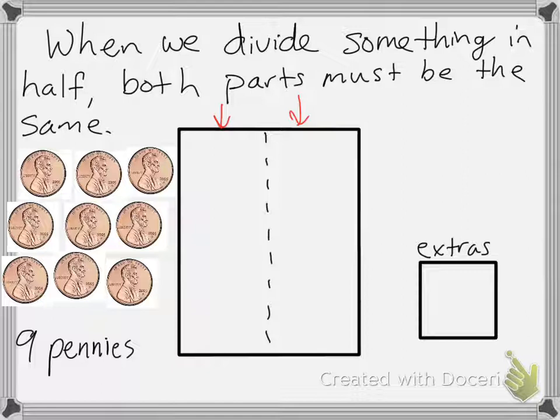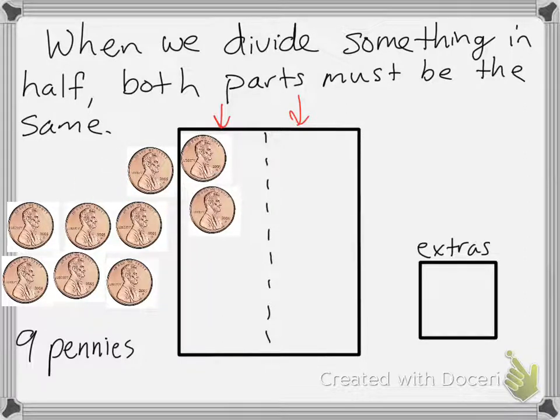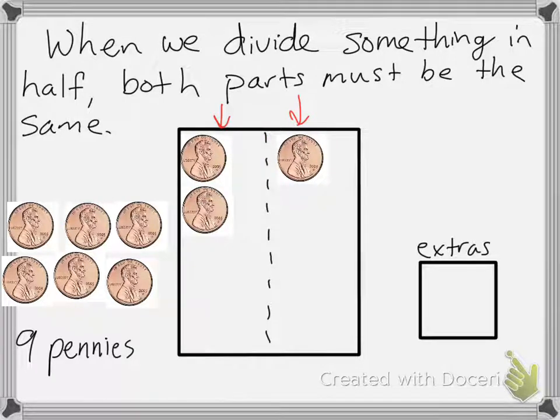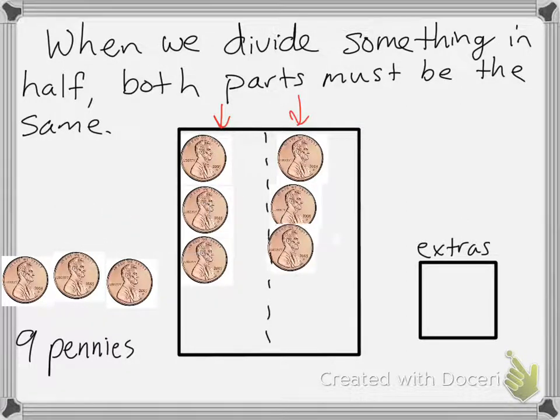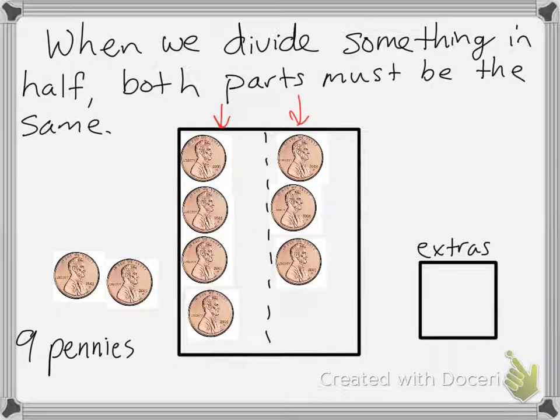Okay. So there's 1, 2, I'm going to put 2 on this side. So 3, 3, 4, and 4. So I have 4 pennies on each side, but I have 1 penny left over.